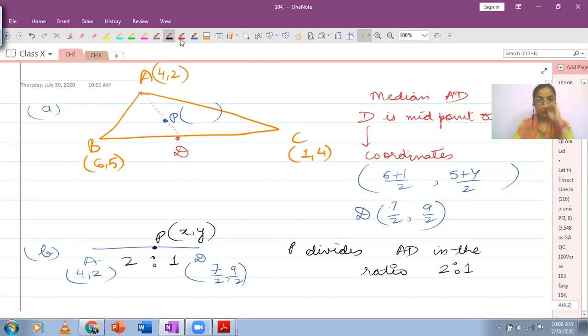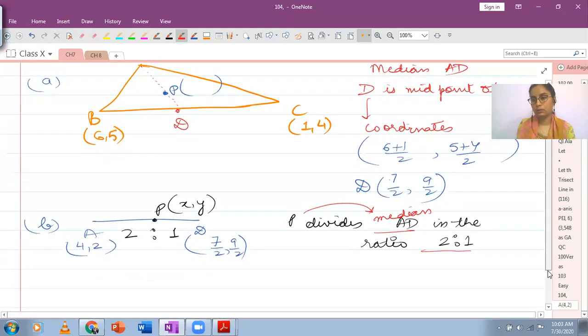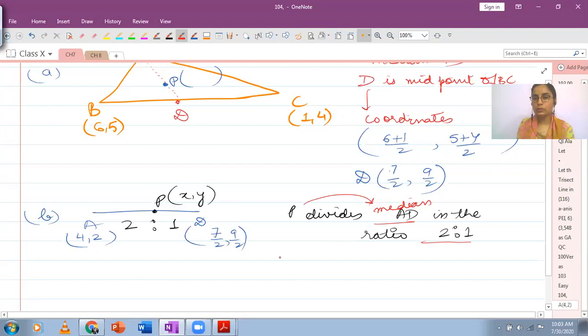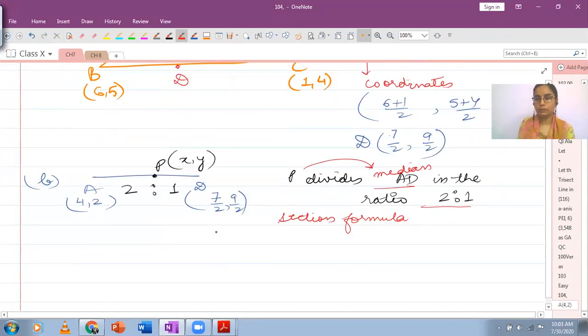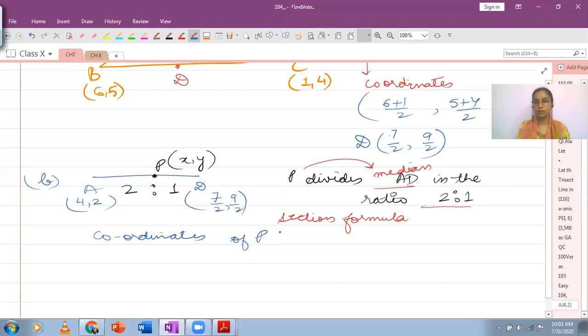And just remember that AD here is median. So P is a point which divides median in this ratio. So we will use section formula, and we will find out the coordinates of P. Can you tell me what are the coordinates? It will take a little while because we have fractional values.